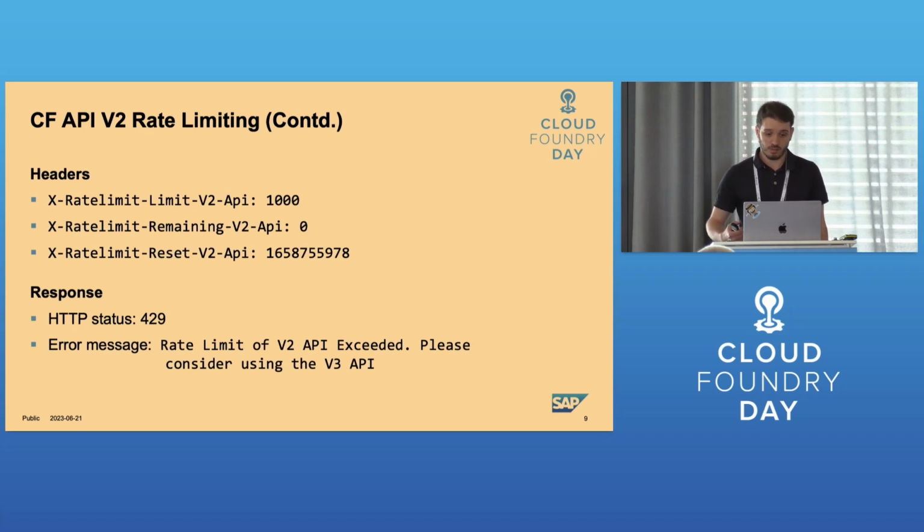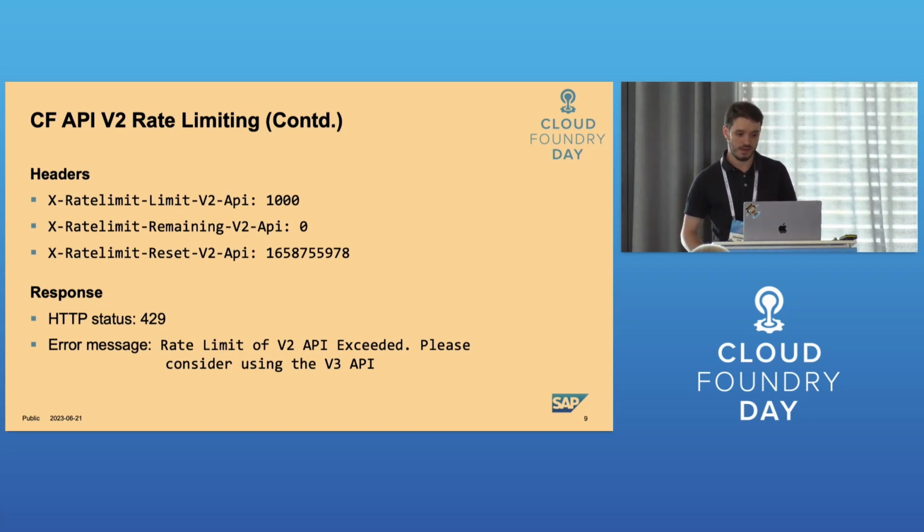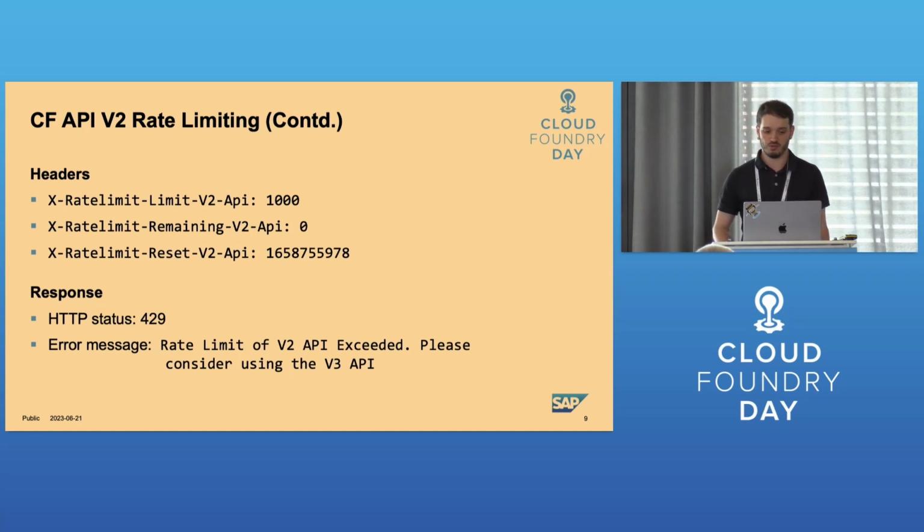So in this case, as the remaining requests is 0, obviously the rate limit is exceeded, and therefore the request will fail with a 429 status code, and the error message is "rate limit of V2 API exceeded".